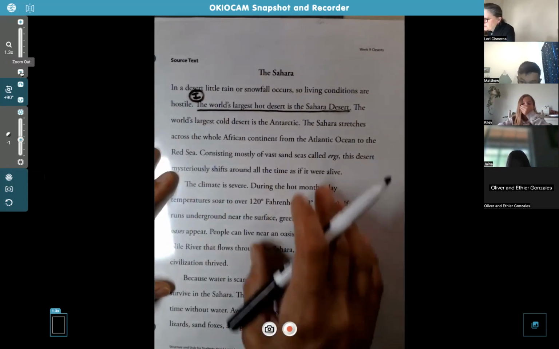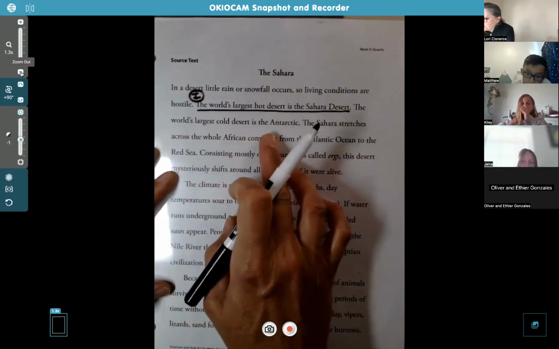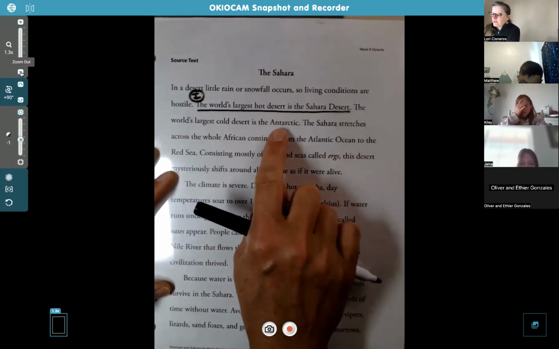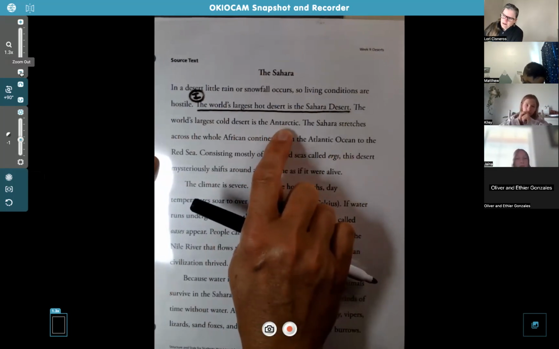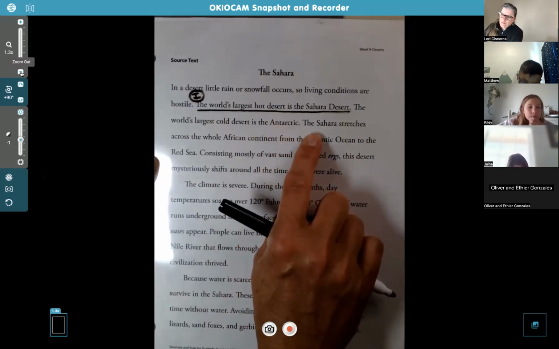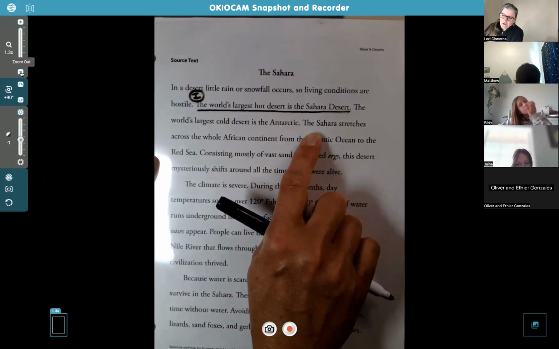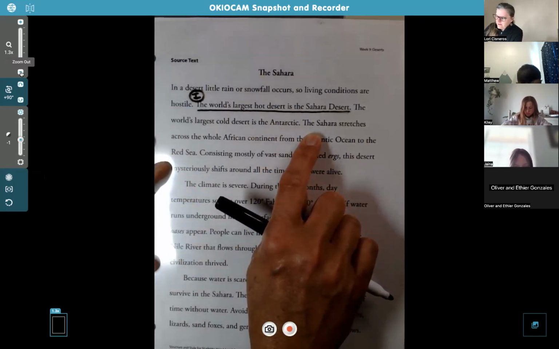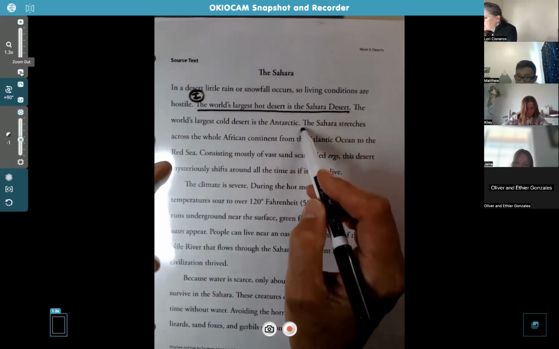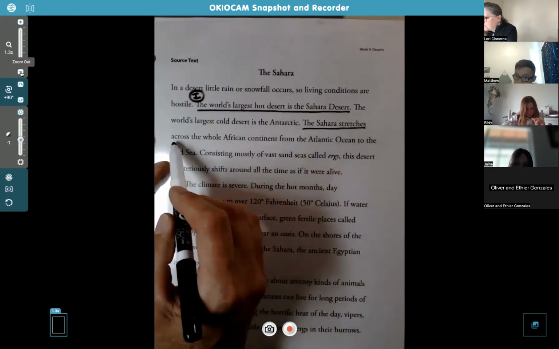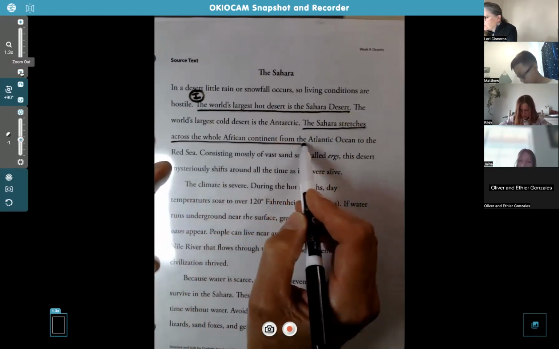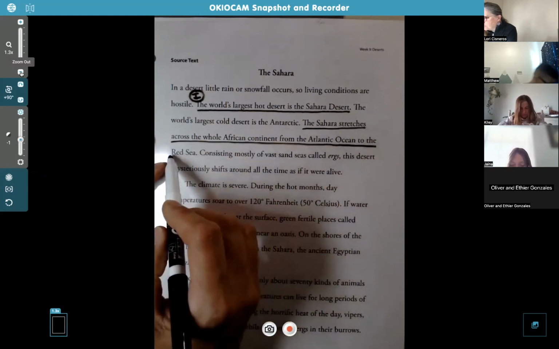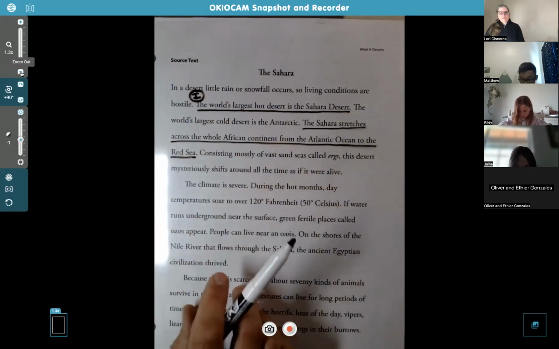And then it says the world's largest, coldest desert is Antarctica. That's interesting, but I don't think I need to have that in my report. So I'm not going to use that one. But this next part tells about how big it is. And I think that's pretty cool. It's actually almost as big as the United States of America, one desert. It's that big. So I'm going to underline this sentence. The Sahara stretches across the whole African continent from the Atlantic Ocean to the Red Sea. Go ahead and underline that whole sentence. It's pretty long.